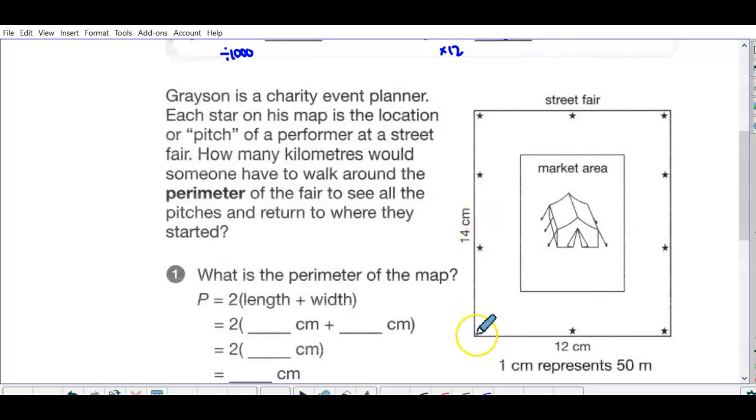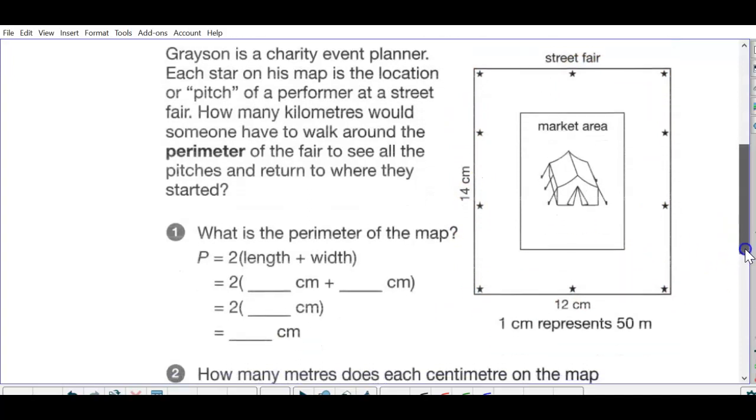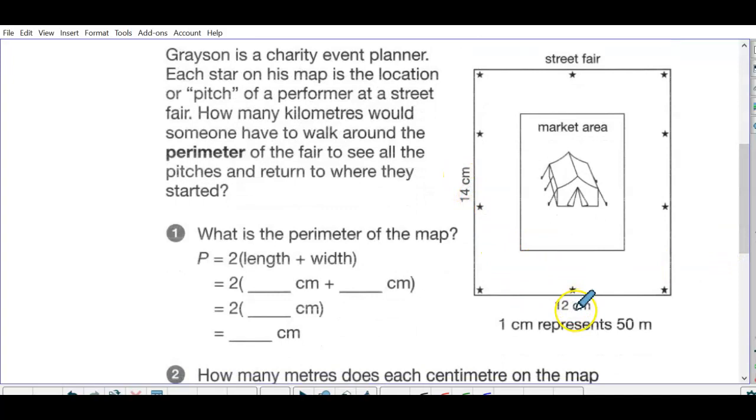So basically, they start here, walk all the way around. It's just a big rectangle. This is a map, so that's why these are in centimeters. And then the scale is 1 centimeter represents 50 meters in real life. So we need to get the perimeter of the map.